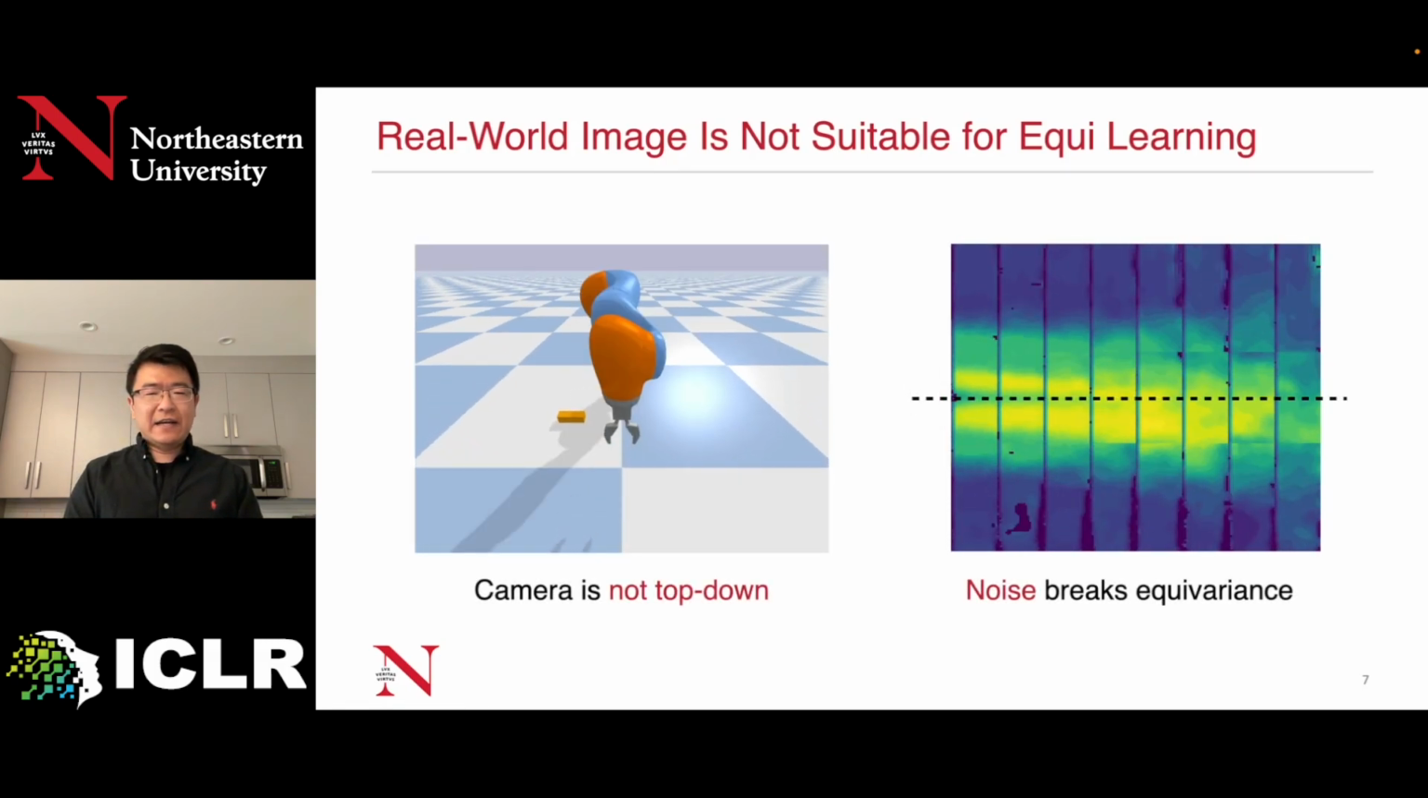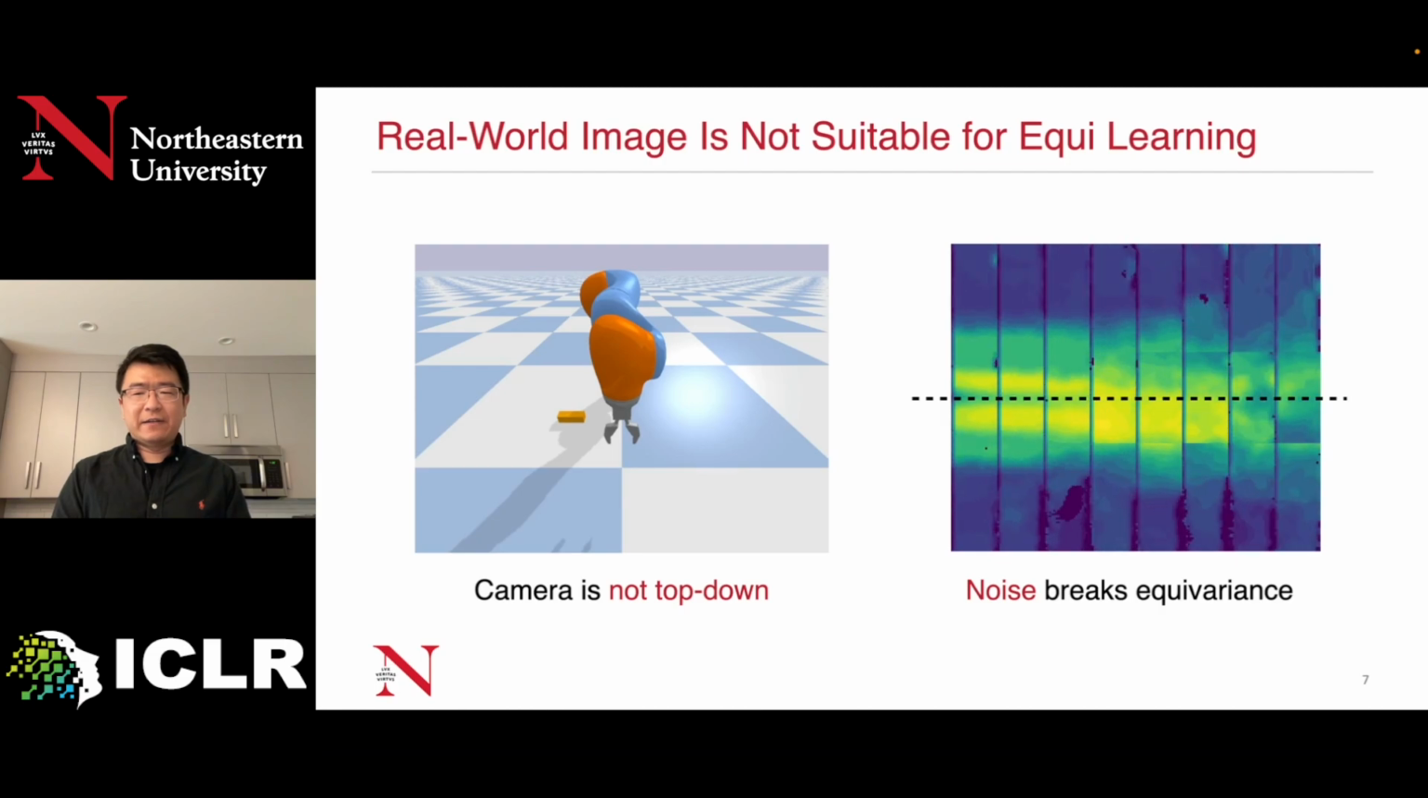On the left, I have an example in robotic manipulation, where a perfect top-down camera might only exist in a simulator. In the real world, because of the occlusion of the arm, we might need to use a side view camera instead. On the right, I have an example of jet flow data where we have some flip invariance property. However, there are some noises that might break such equivariance.